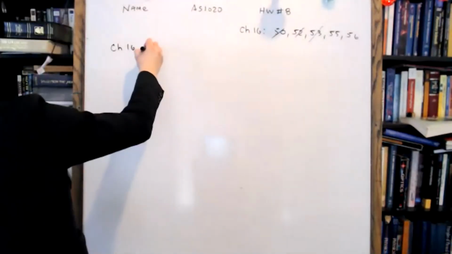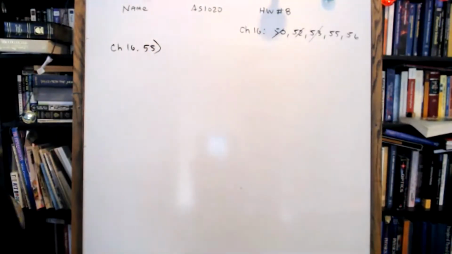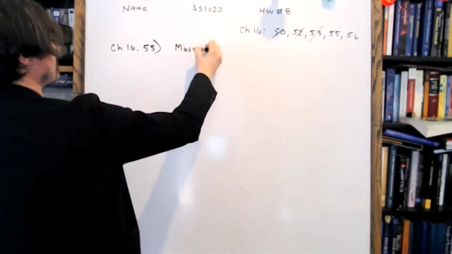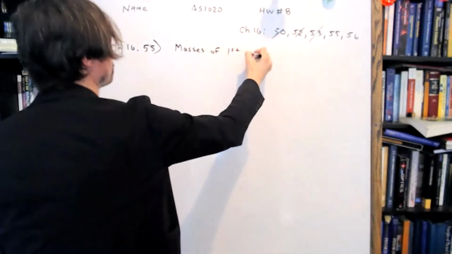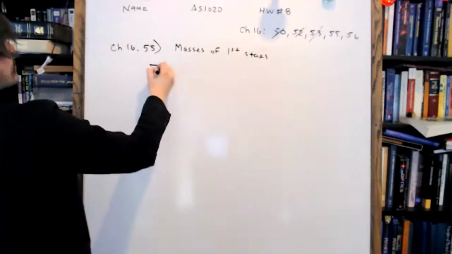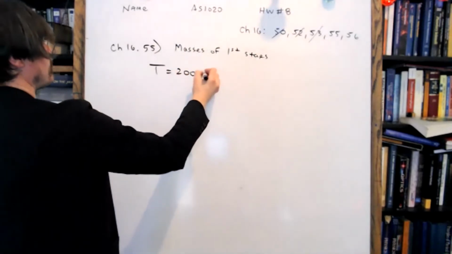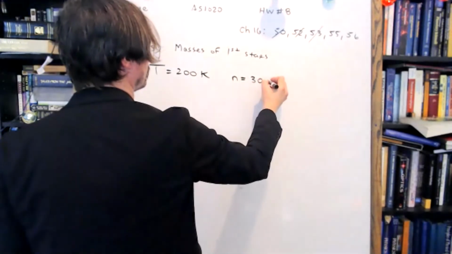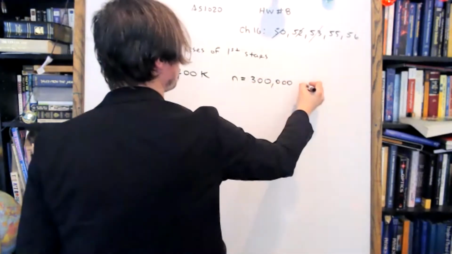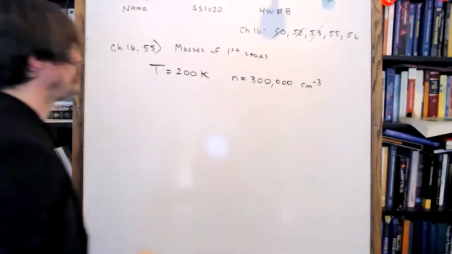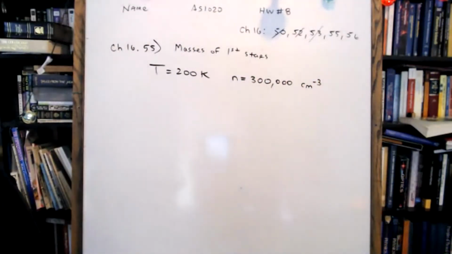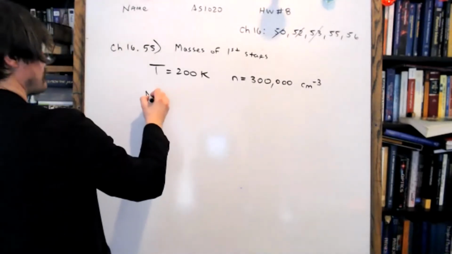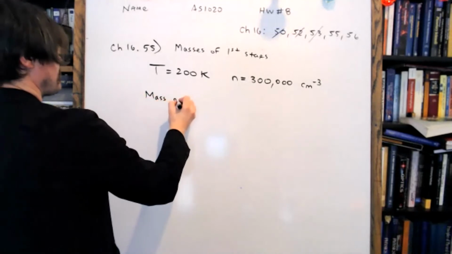Okay, 55. Masses of the first stars. Models of the first star-forming clouds indicate that they had a temperature of roughly 200 K and a particle density of roughly 300,000 particles per cubic centimeter at the time they started trapping their internal thermal energy. Estimate the mass at which thermal pressure balances gravity for these values of pressure and temperature.